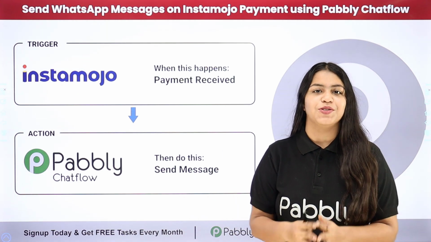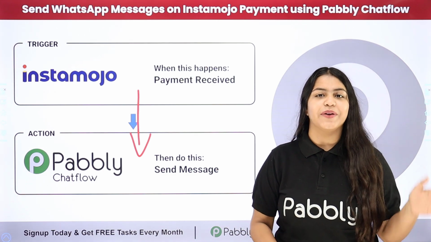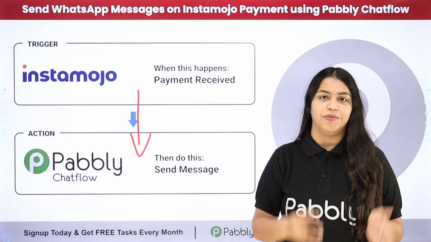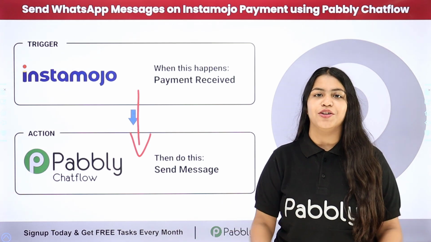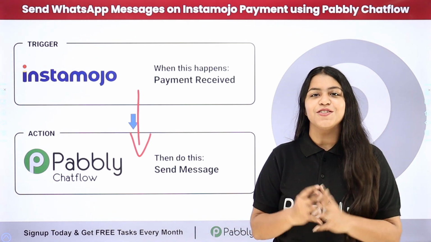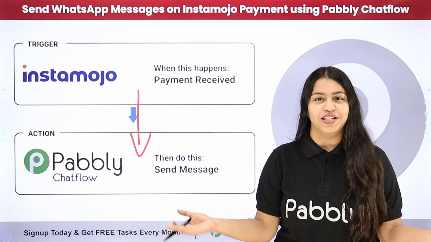To do this, we are going to create a connection between Instamojo and Pabbly Chatflow. To create this connection without knowing any programming or coding language, we are going to use Pabbly Connect. It is an amazing automation software. So do you also wish to learn this process step by step? Then for that, you have to follow me through the screen.